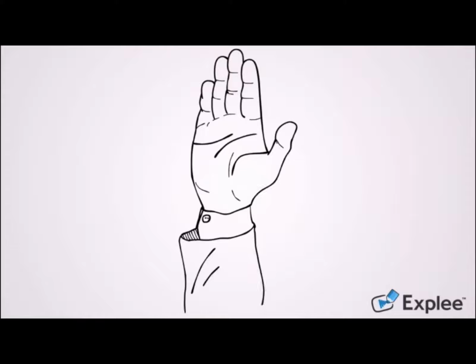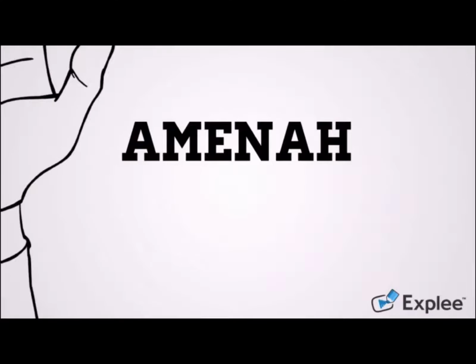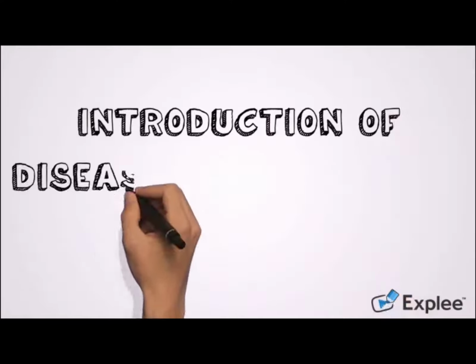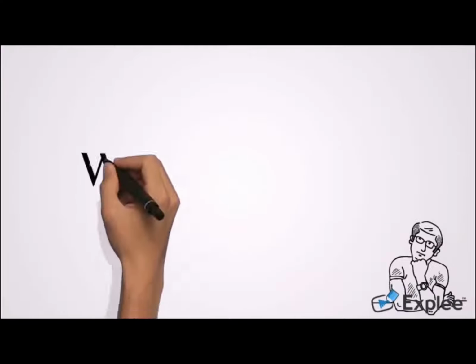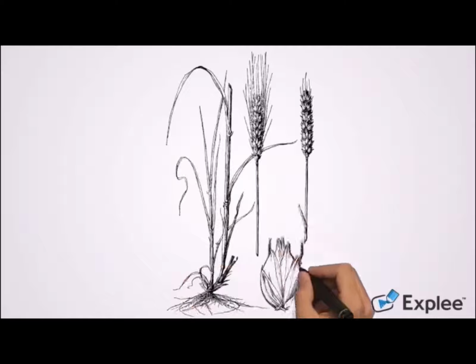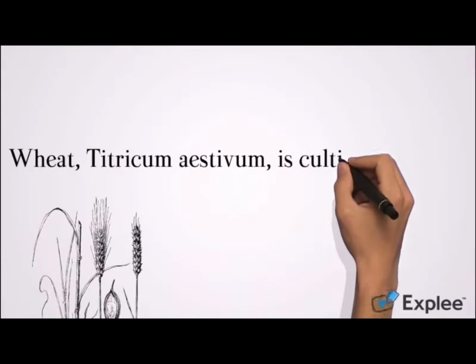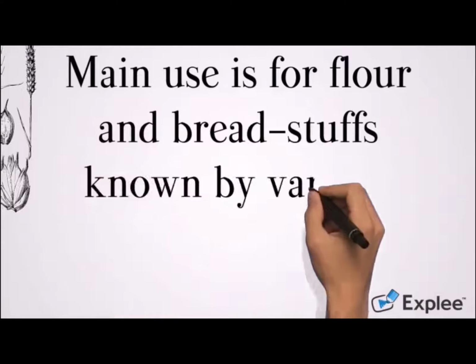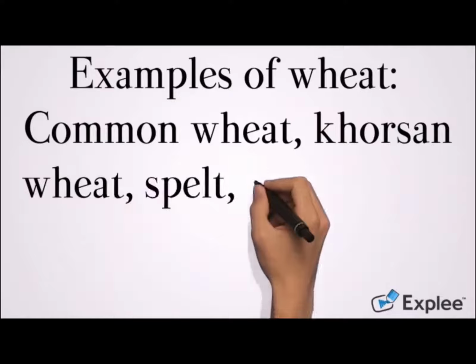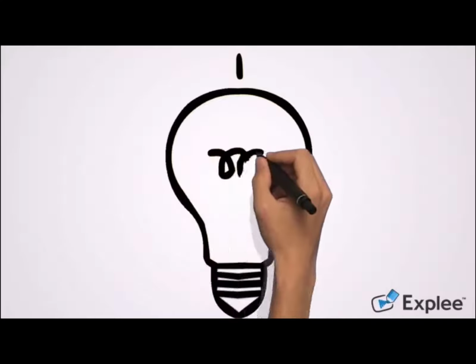Hi, my name is Amena, and I'm going to talk about the introduction of disease resistance to varieties of wheat. You may be wondering, what is wheat? Wheat, Triticum aestivum, is cultivated for the grain and used as a whole or ground. The main use is for flour and breadstuffs known by various names throughout the world. Now you have an idea about it, let's get back to my topic.